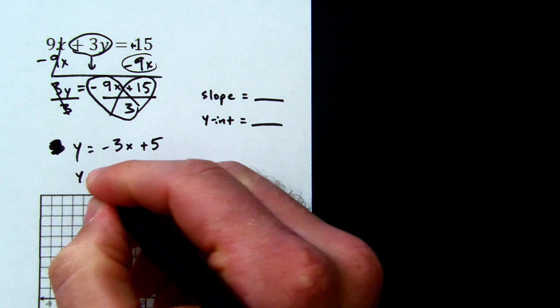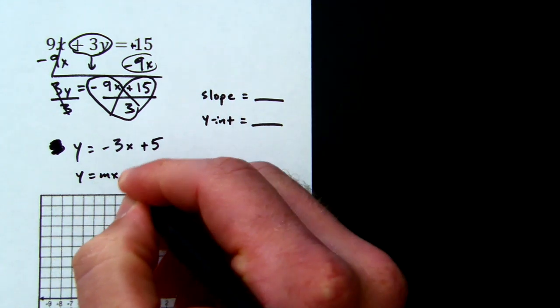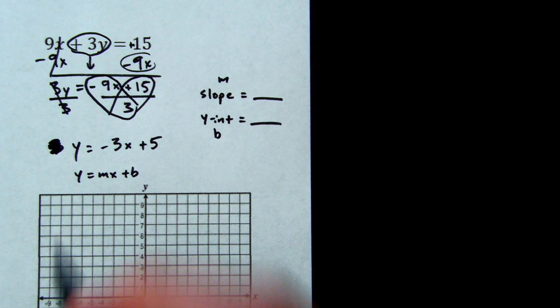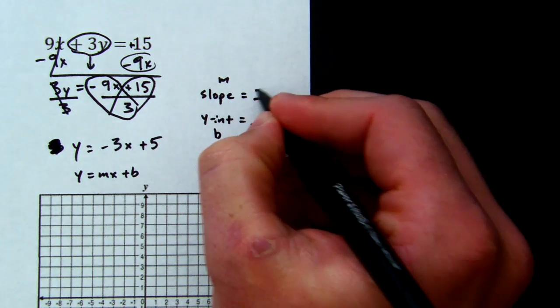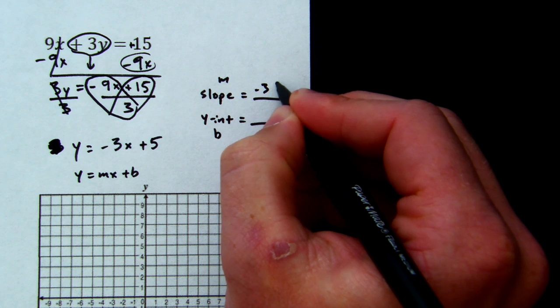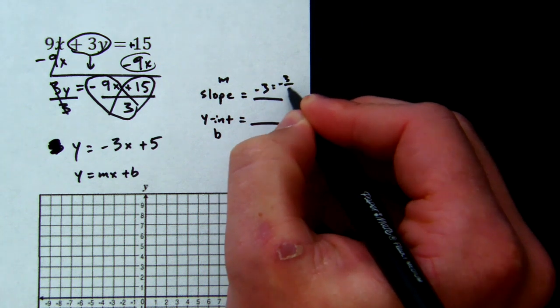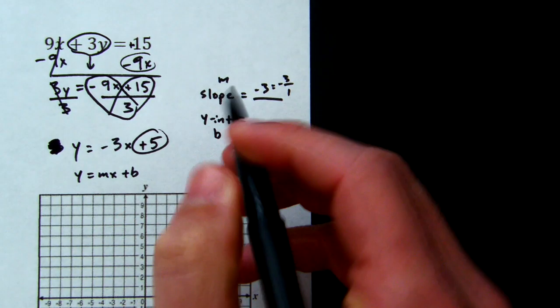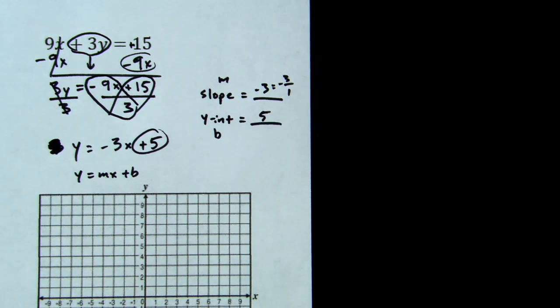Now we have it in what's called slope-intercept form. Remember, slope is m, y-intercept is b. The m is negative 3, which we can say is negative 3 over 1. And the y-intercept, with the sign out front, is going to be plus 5.